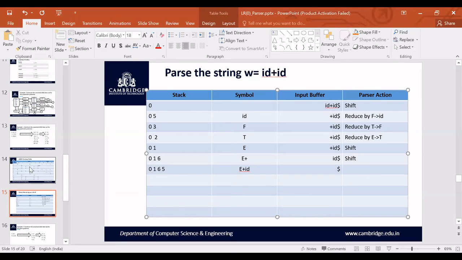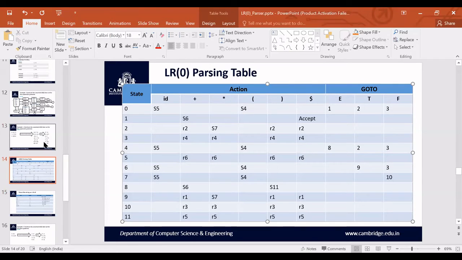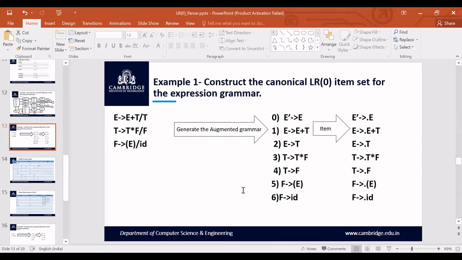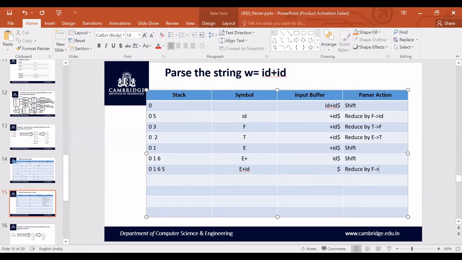What is state 5 on $? State 5 on $ is R6. What is R6? R6 is F derives ID. It is a reduction step. Okay. Reduce by F derives ID. So now you are reducing ID or replacing ID with F. E remains as it is, plus remains as it is, and ID you are replacing with F.